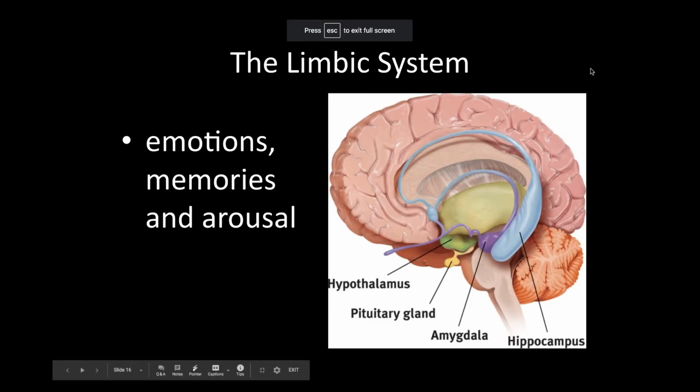Next up is our video about the limbic system. And you see all the parts of the limbic system listed right here. It's this innermost part of the brain.